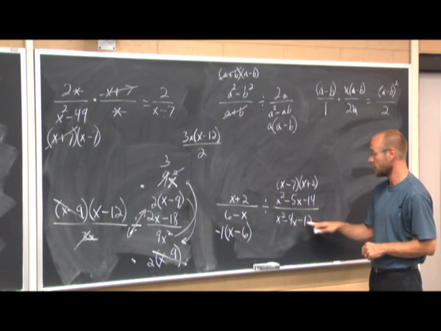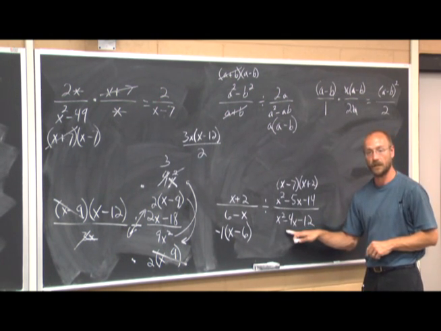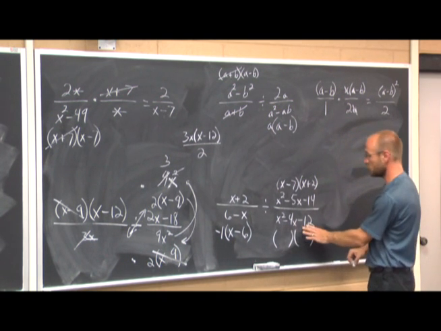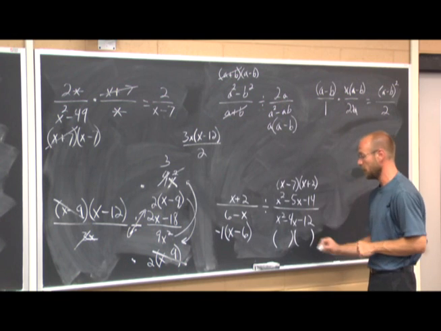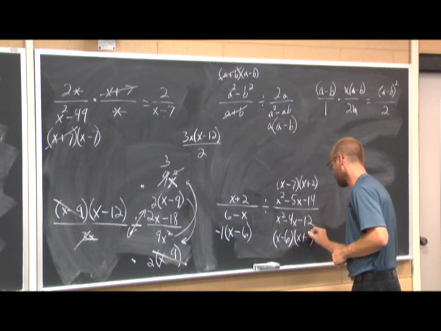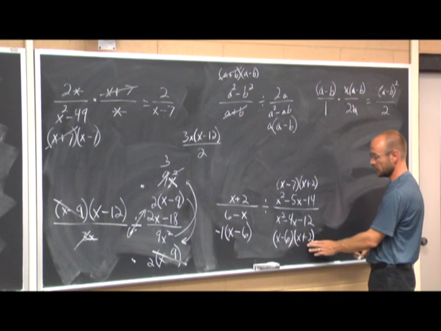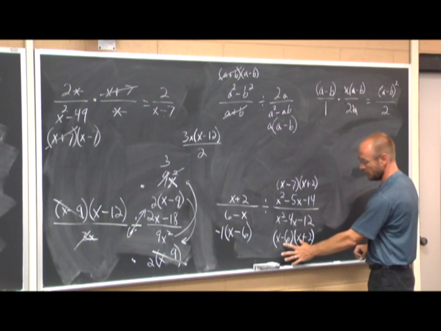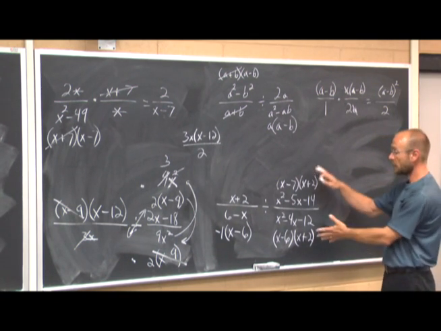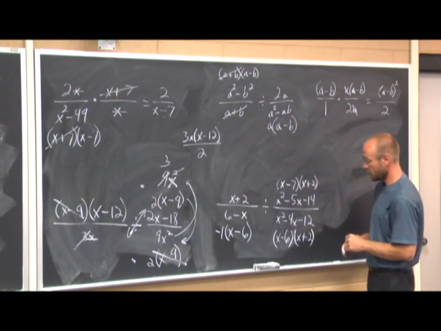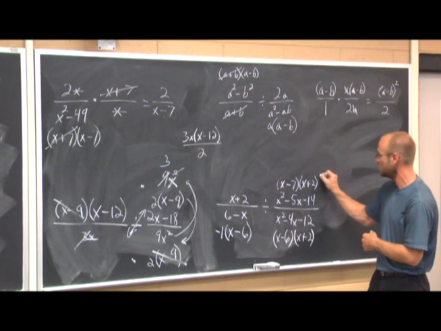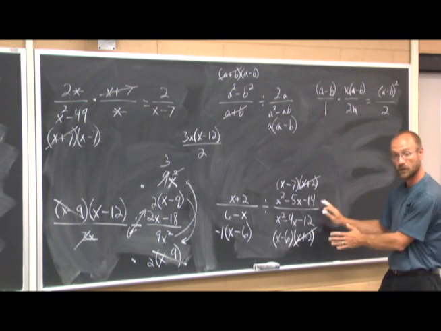What are the factors of negative 12 that combine to give me negative 4x? The factors of negative 12 that have a difference of 4 would be x minus 6 and x plus 2. Negative 6 times 2 is negative 12. Negative 6x's and positive 2x's is negative 4x's. Now that I've factored everything I can factor, maybe I want to check to see if anything reduces. Hey, x plus 2 over x plus 2, that reduces.